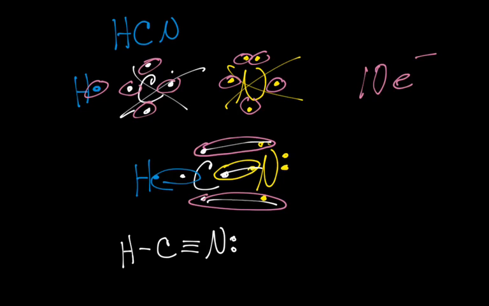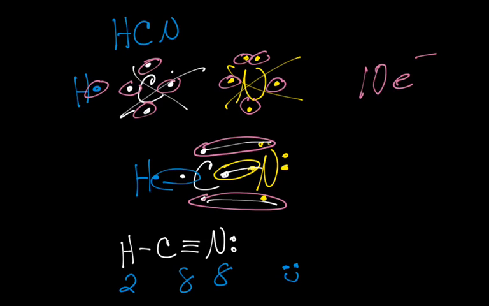Okay, so is everybody happy? Let's check that. Hydrogen has how many electrons around him? 2. How about carbon? Each line represents 2 electrons, so he has 8. And nitrogen, 2, 4, 6, and the pair makes 8. So everybody's happy. Everybody has noble gas configuration.